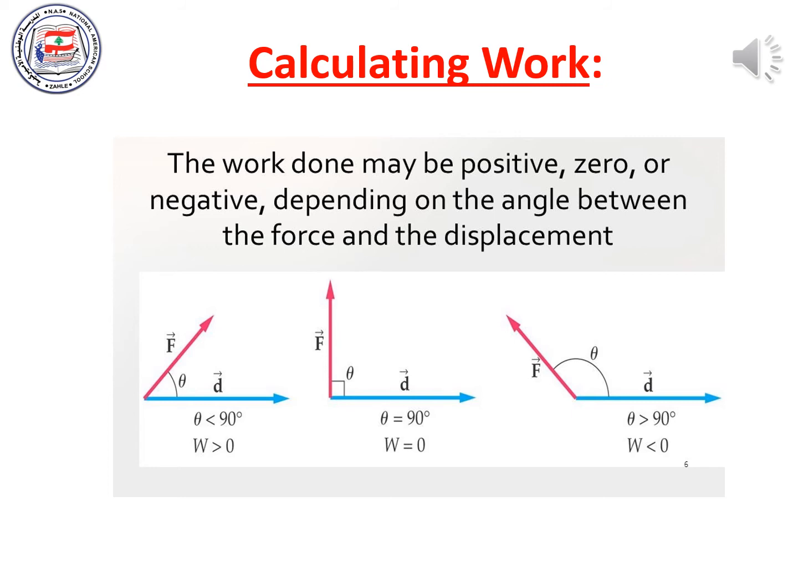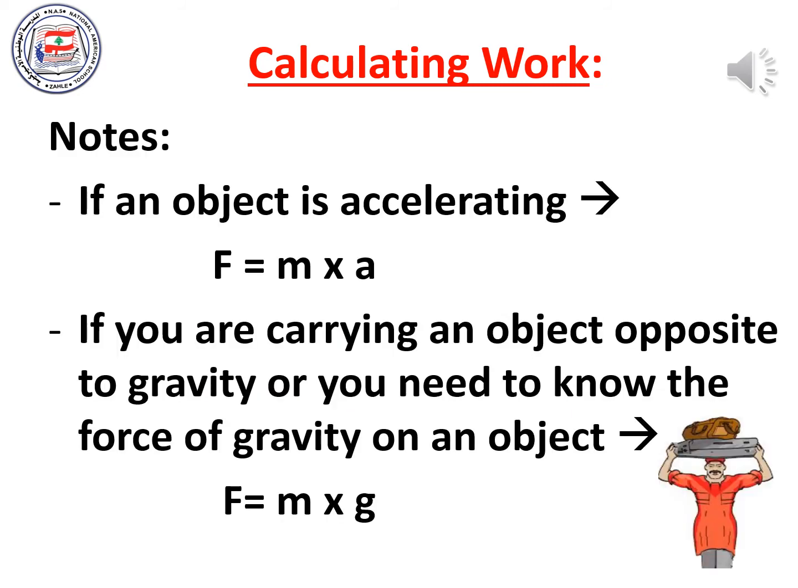Notes: if an object is accelerating, then the force applied to the object is equal to mass times acceleration. Force is measured in newtons, mass in kilograms, and acceleration in meters per second squared. So, if you need to know the work that is done on an object that is accelerating, you need to know the force. To calculate the force, you use Newton's second law by multiplying the mass of the object by the acceleration of the object if the object is accelerating.